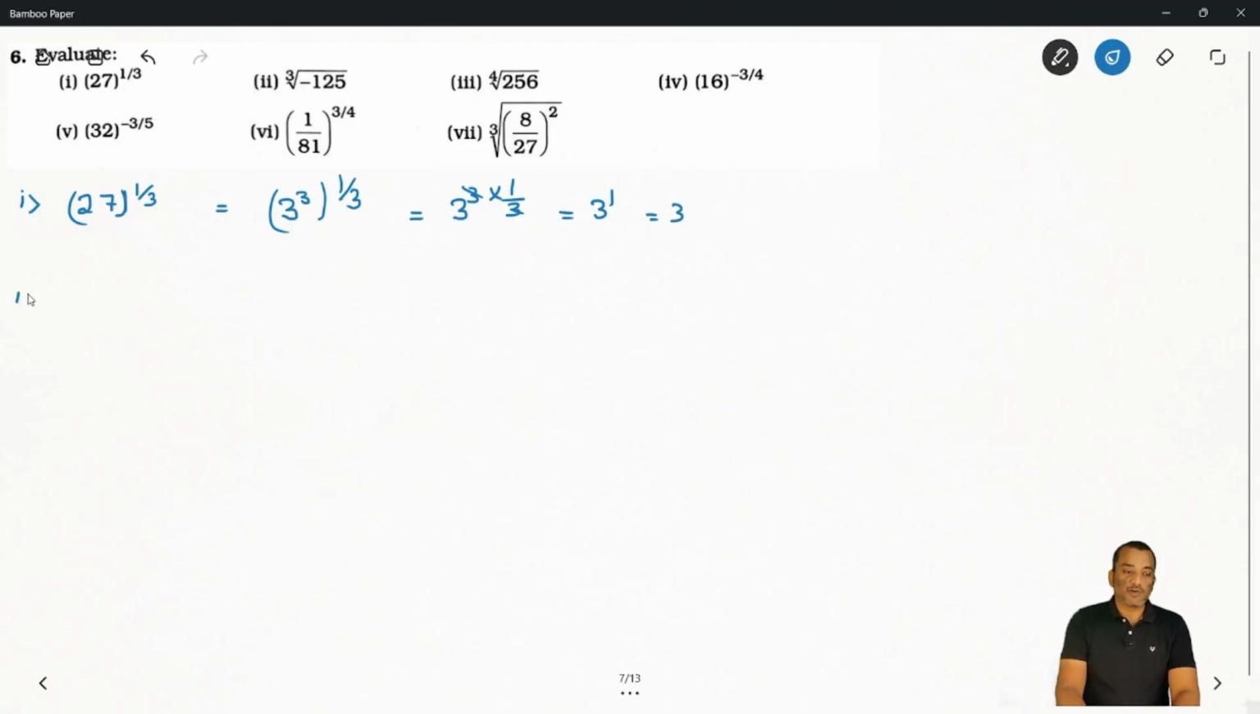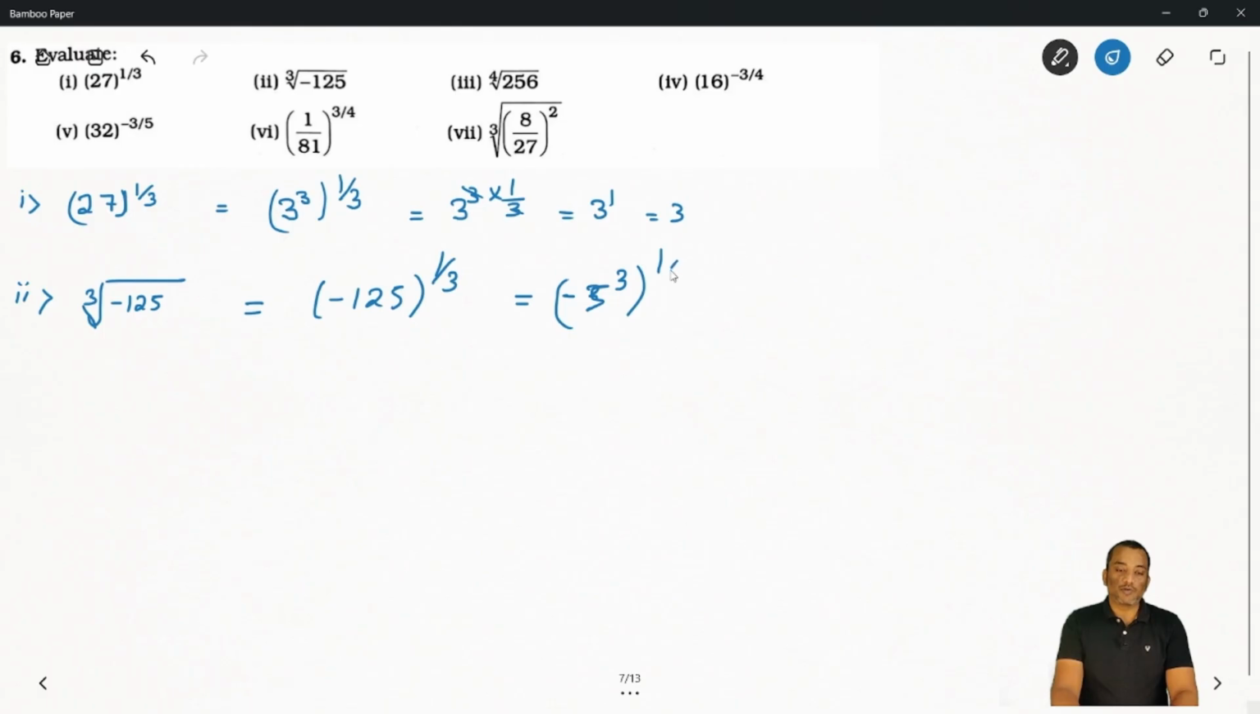Now same way, the second one is saying cube root of minus 125, which is minus 125 whole to the power 1 by 3. You know 125 is the cube of 5. So you can say minus 5 whole to the power 3 times 1 over 3. Now you can solve this: minus 5 times 3 into 1 by 3. So this 3 gets cancelled and you will get the answer minus 5.